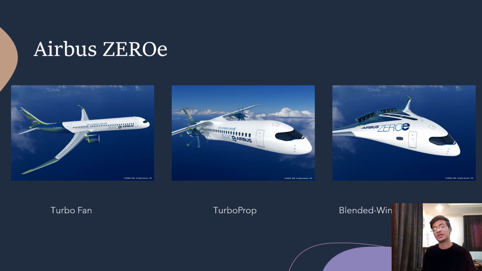And the last concept is the blended wing body, which is by far the most interesting looking concept. As you can see from the diagram, it has an exceptionally wide area, which opens a lot of possibilities for storing hydrogen. And similar to concept number one, it is also powered by two hydrogen hybrid turbofan engines, which provide the thrust. Now, Airbus says that these concepts can be brought into action by the year 2035.